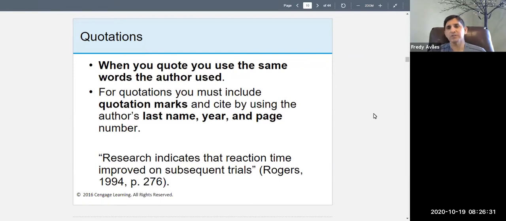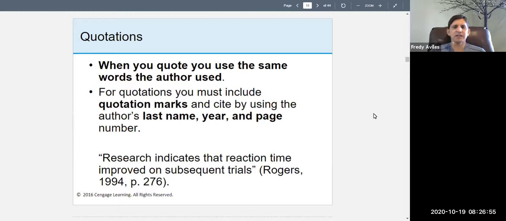Now let's talk about quotations, okay? We're still going to talk about quotations, even though you probably are not going to use them, okay? But you should know how they're done, okay? So when you quote something, you use the same words the author used, okay? The exact same words, okay? So you must include quotation marks, and you still have to cite. You use the author's last name, year, and then because it's a quote, you also add the page number.